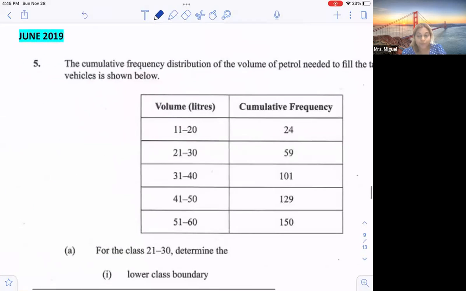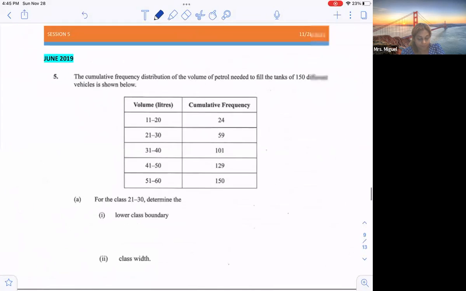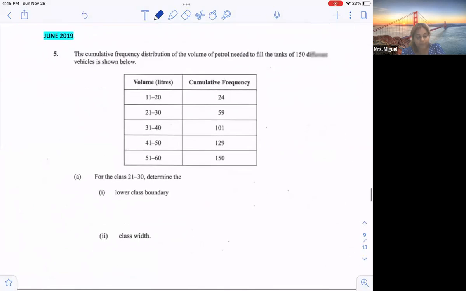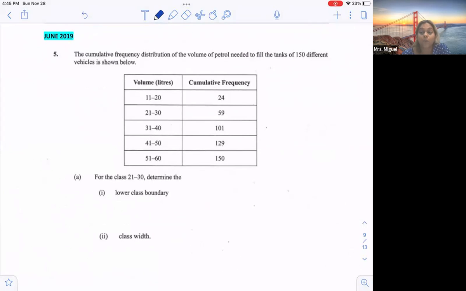Let's go. So I'm doing this one. And there's one other in question 5 that you have to try for homework, right? And then after our break, we go to question 6. The cumulative frequency distribution of the volume of petrol needed to fill tanks of 150 vehicles are shown.